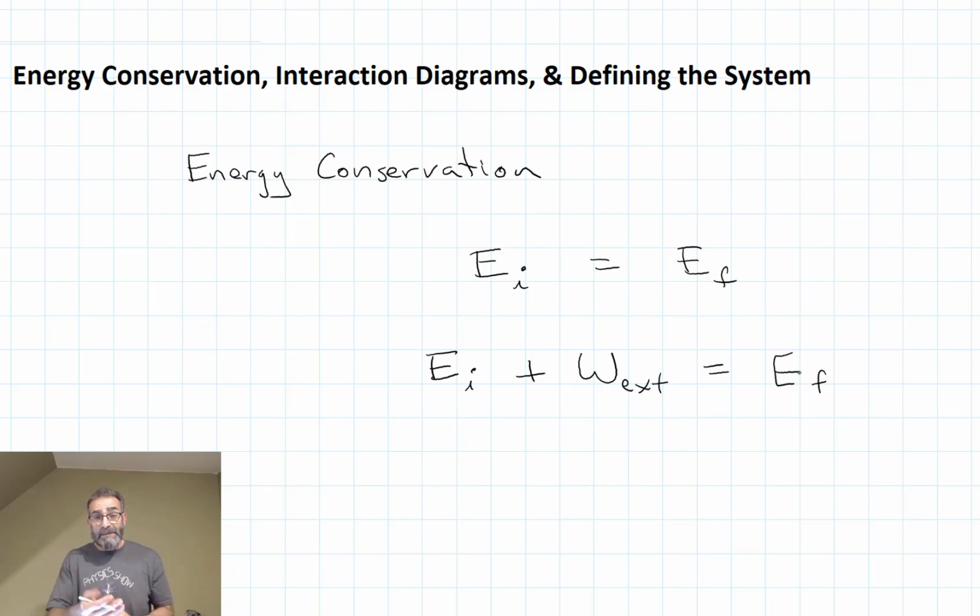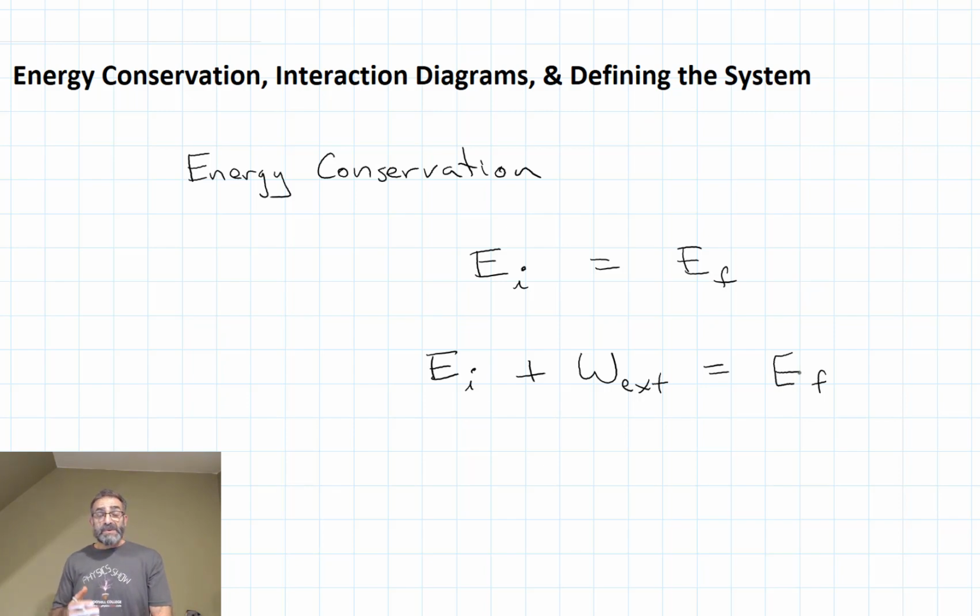We've added some. If the work done by the external force is negative, it's removing energy from our system. So we're going to end up with less. So we put a negative number on the left side of our equation to balance this and keep that equality.